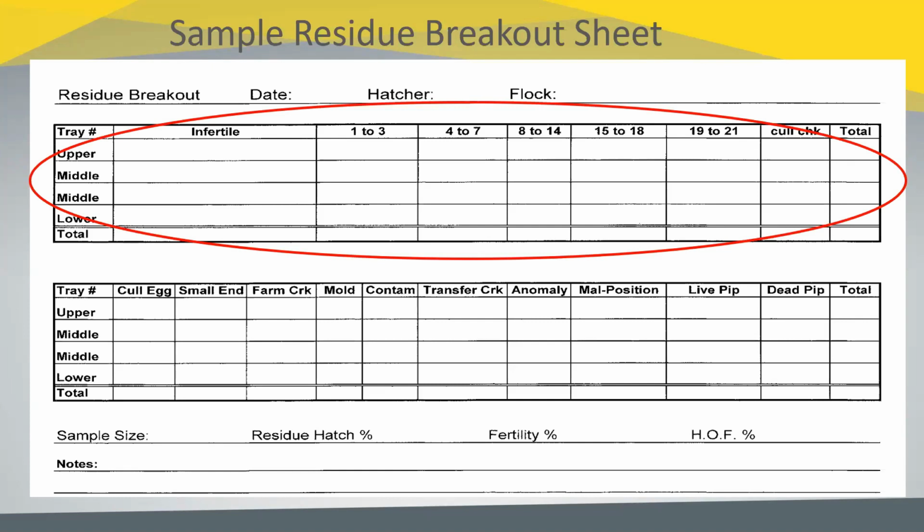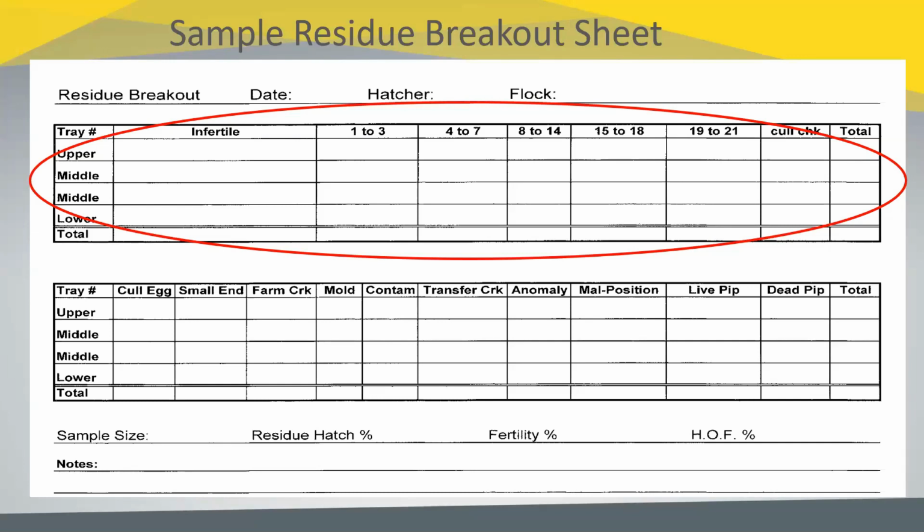And realistically, all I'm trying to accomplish here is determine the infertiles, the day of embryonic death, or whether it was a cull chick. And that allows me to look at totals from a percentage standpoint. So I know what my percent of infertiles are. I know what my percent of 15 to 18 or 19 to 21s are, or I can total those and just call them late deads if I choose.